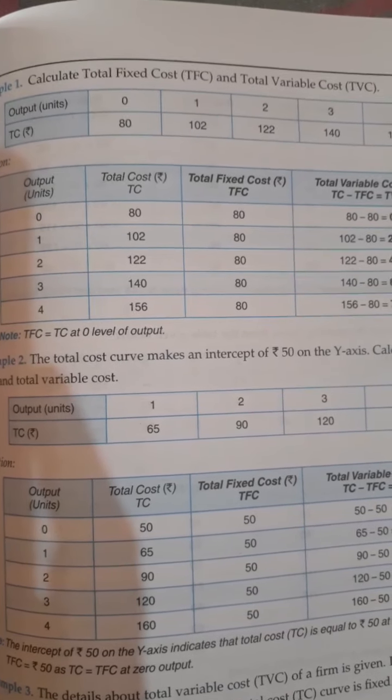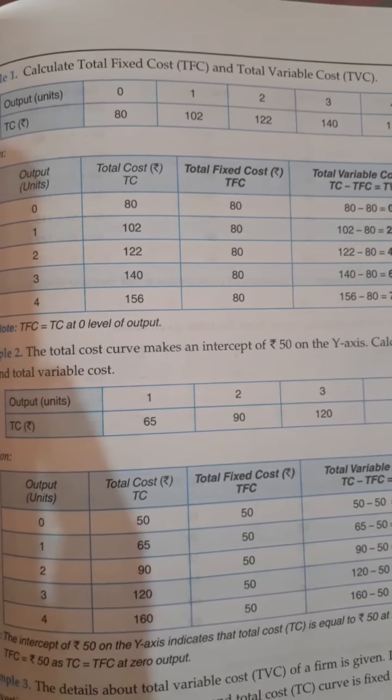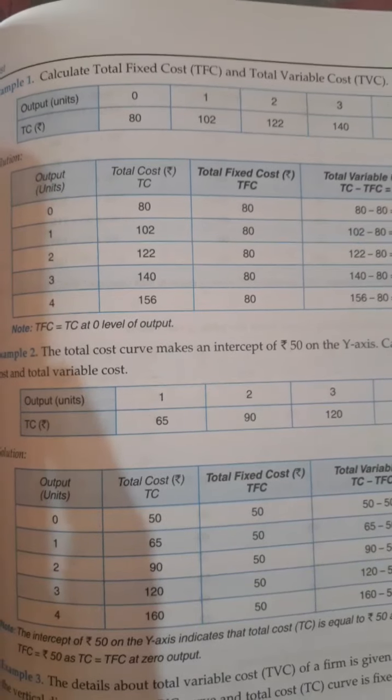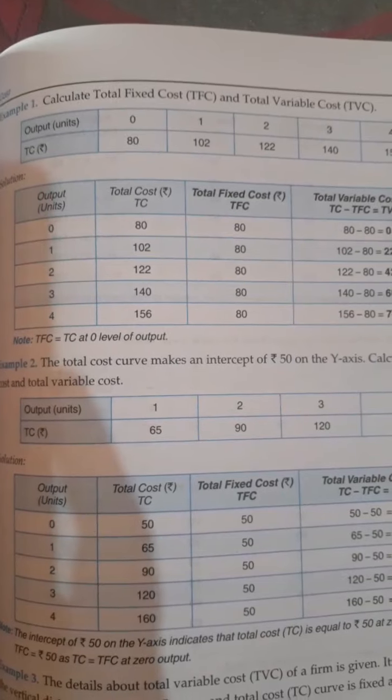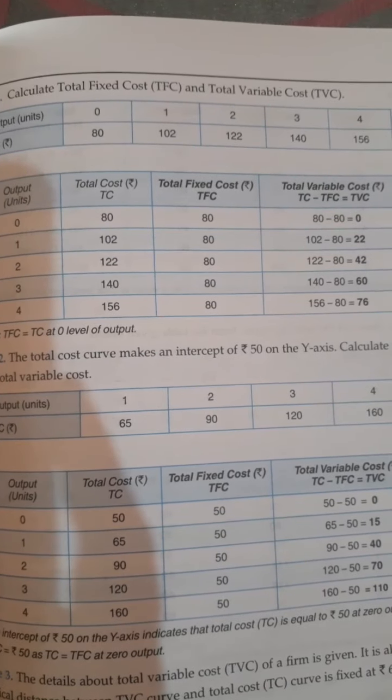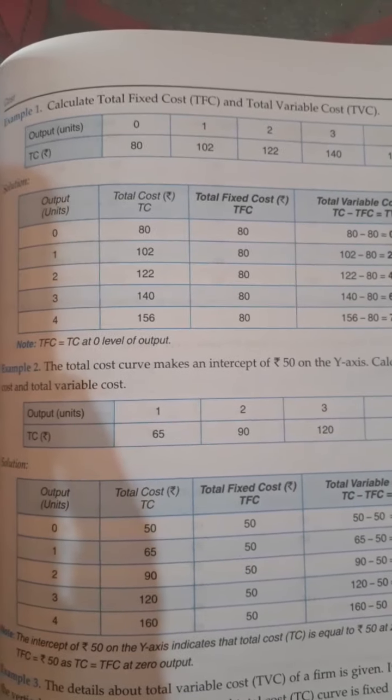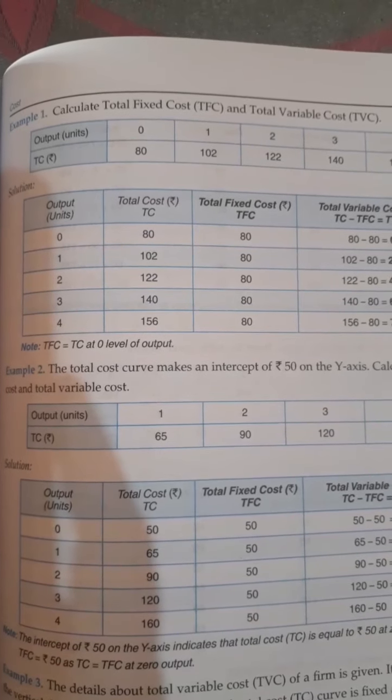Now see the first question. Here, calculate TFC and TVC. The output units are given as 0, 1, 2, 3, 4 and TC is given as 80, 102, 122, 140 and 156. Now we have got TC.